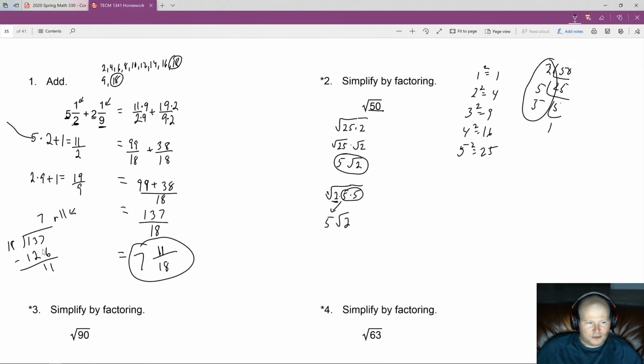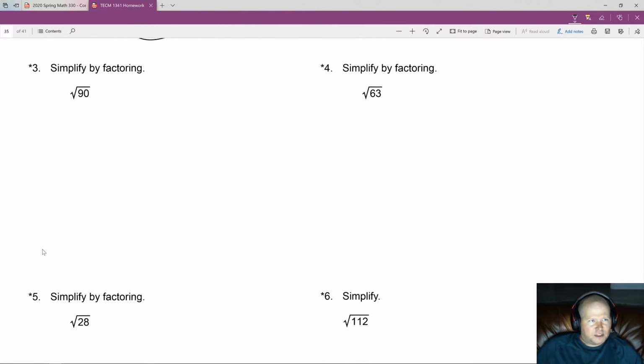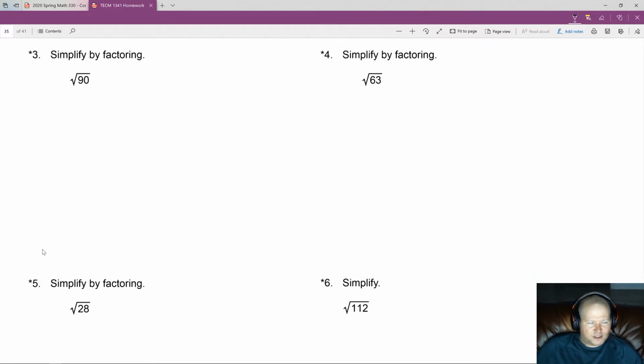And they both will always work. For the easy numbers, it's probably better to just factor out the perfect square. For the more complex numbers, you probably want to do prime factorization instead. Just kind of a rule of thumb. Okay, so what's the largest perfect square that I can factor out of a 90?